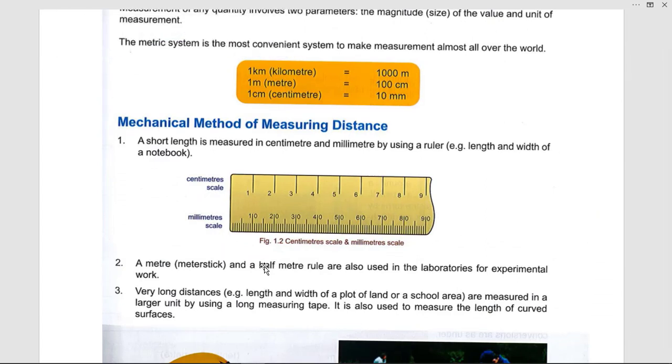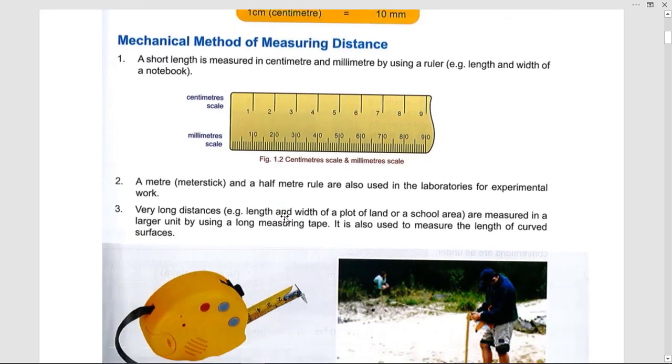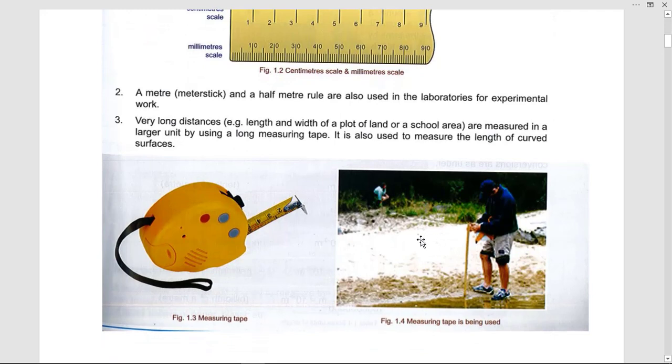For example, if you are taking the small size, then you can take the ruler, or you can take the meter scale. The meter scale is 1 meter long, so normally in physics they are using the meter, which means they are talking about a meter stick that is 1 meter long. 1 meter long means 100 centimeters, because 1 meter equals 100 centimeters. You can see it from here. Now if the distance is long, you can use the measuring tape, and you can also use another device which uses a laser.